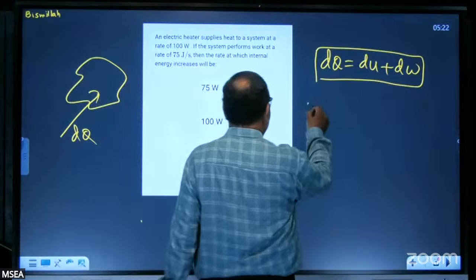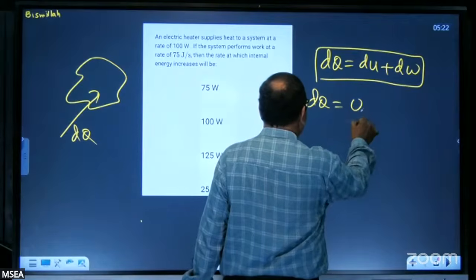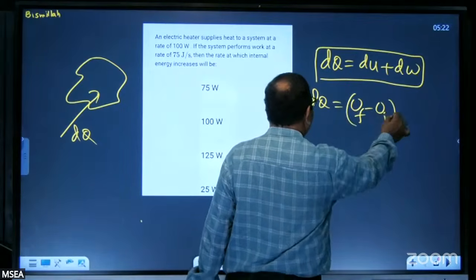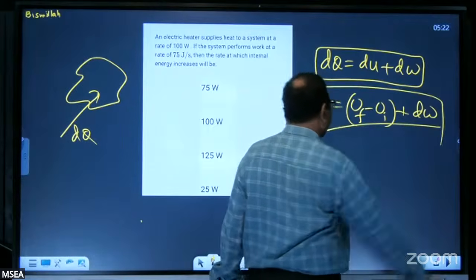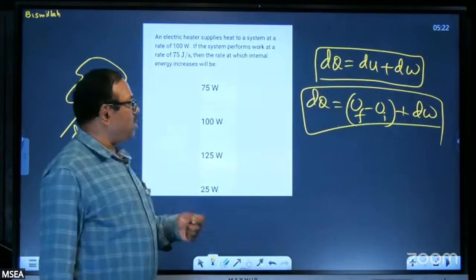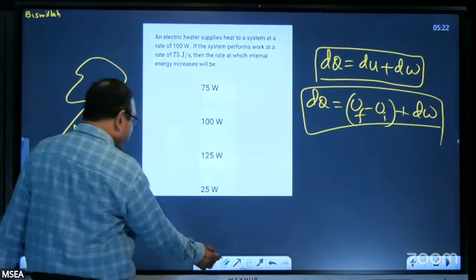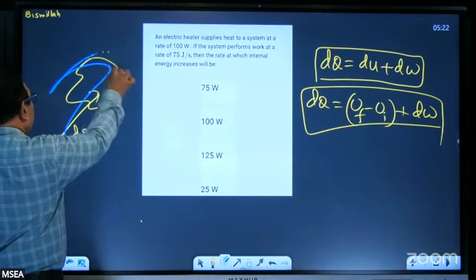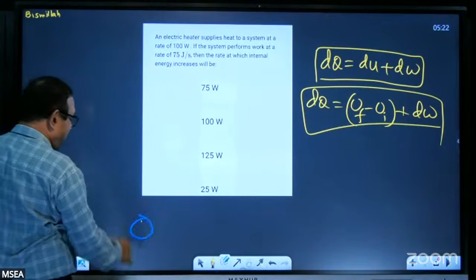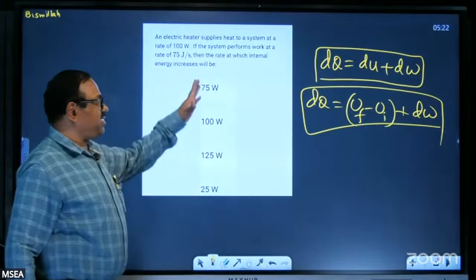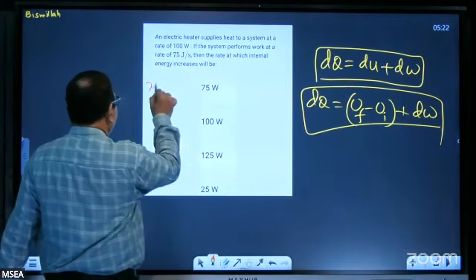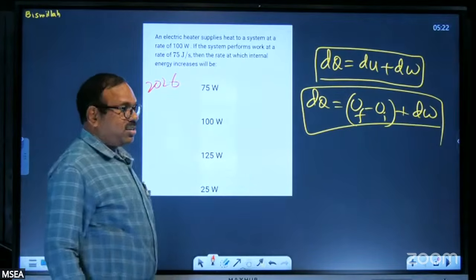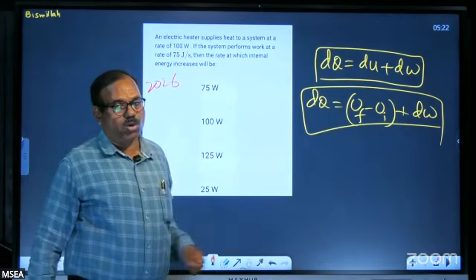Now let us take, dq is equal to u final minus u initial, which can also be written as dw. This is the first law of thermodynamics. And one more, most important: based on this only, a question was asked in 2026. Let us see one example. This question was asked in 2026 based on the first law of thermodynamics.